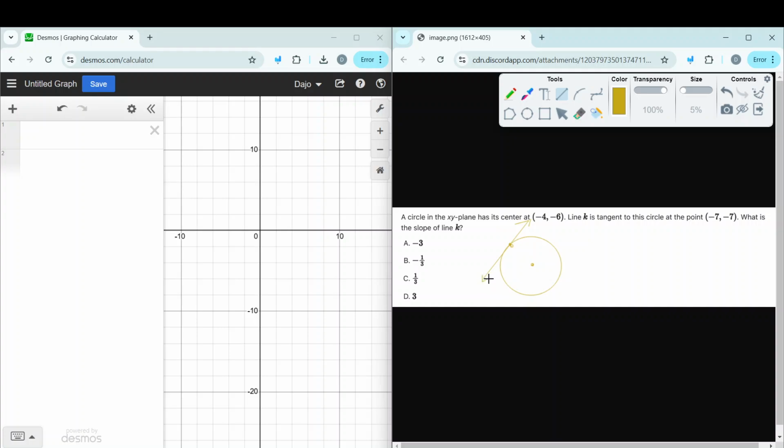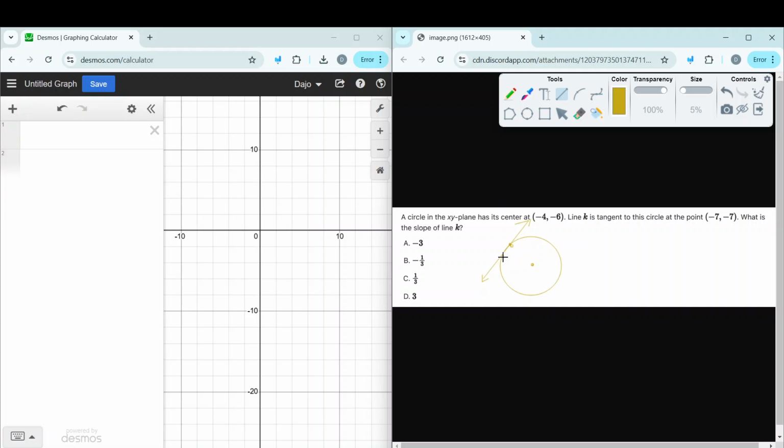And now line K is tangent to this. What is the slope of line K? So we're looking for the slope of this line. And in order to find the slope of this line, we need to find the slope of the radius.